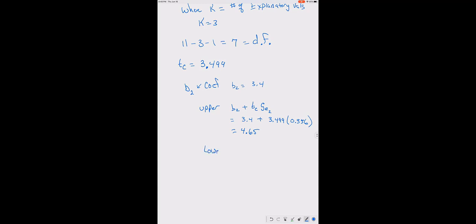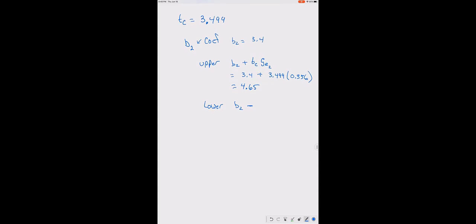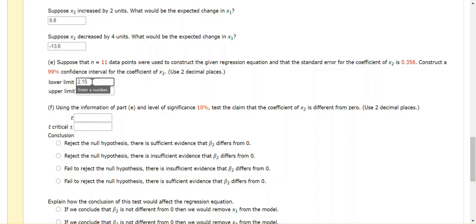And the lower is the same, but I replace the positive sign with a negative sign instead of plus or minus. So t sub c times the standard error of 2. So this would be 3.4 minus 3.499 times 0.356. And I get 2.15 rounded to 2 decimal places. And my upper limit is 4.65.